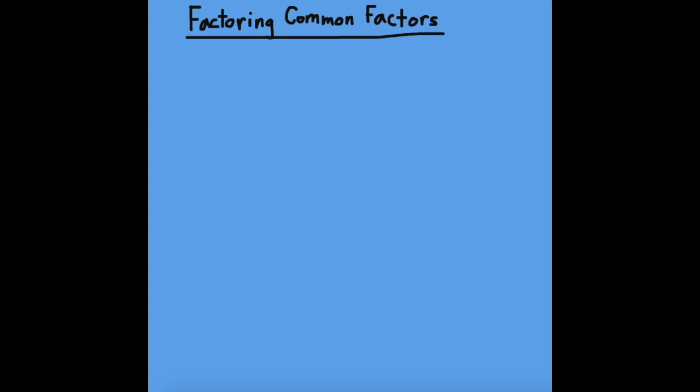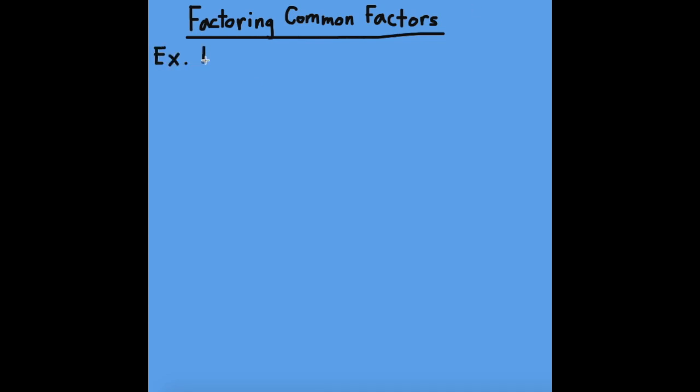We are going to learn about factoring common factors. And to know how to factor common factors, you will need to know what the GCF is. The GCF is the greatest common factor. If you do not know what the GCF is or how to find it, please watch the video on finding the GCF with variables, which is linked below.